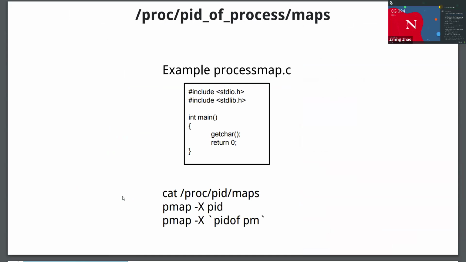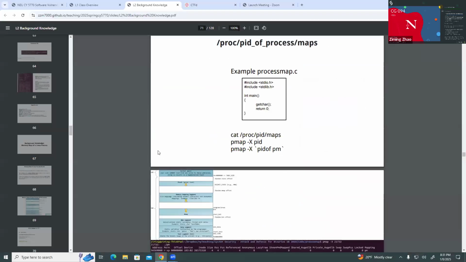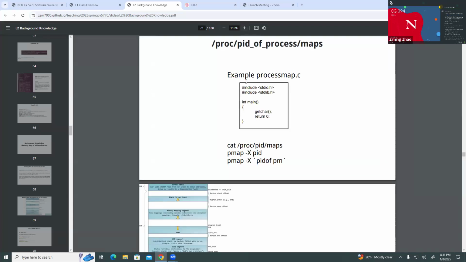So I think we can see the memory map of this. There is one example program. It doesn't do anything, right? It will get a char and wait for your input. If you don't input, it will stay there. And then we are going to see the memory map of this program.